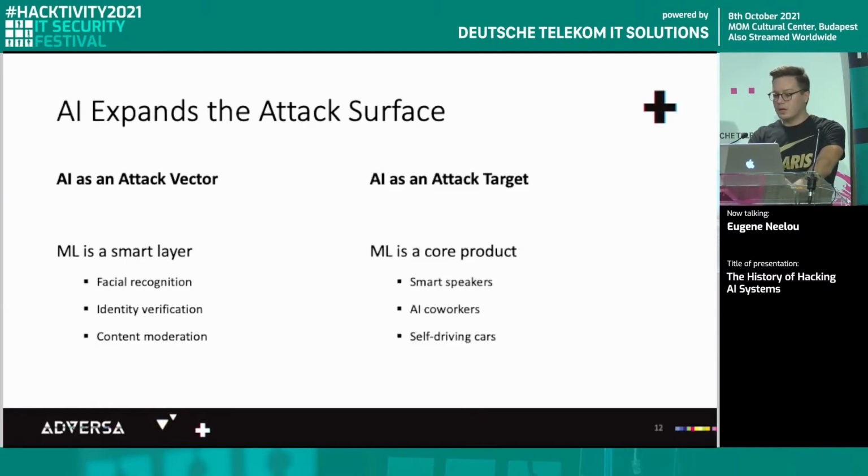And in another case, ML code may be the core experience of the product. For instance, self-driving cars or AI coworkers, which is a fancy saying for smart business bots, or smart speakers such as Siri or Alexa, they wouldn't really exist without ML. So in these cases, attackers are more conscious about exploiting vulnerabilities of machine learning specifically, rather than in the previous case. So in this case, it would be a target.